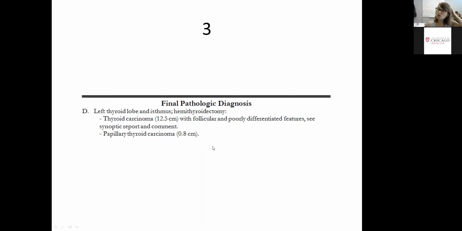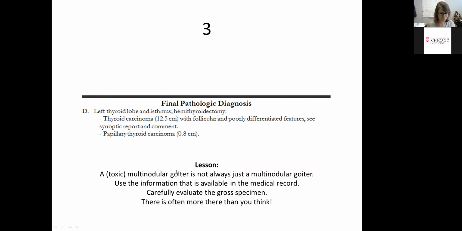So those microscopic features, we were able to go back to the gross and see, right? So you can see those things. So please be careful when you're looking at thyroid. And I know that sometimes when you see common specimens like thyroid, like prostate, you kind of do them almost remotely or rotely in your brain. But I would argue, please just take the moment to look at those cut surfaces, evaluate what you see, and submit sections appropriately. So a toxic multinodular goiter is not always just a multinodular goiter. Use the medical record, carefully evaluate the growth, and there's often more there than you think.